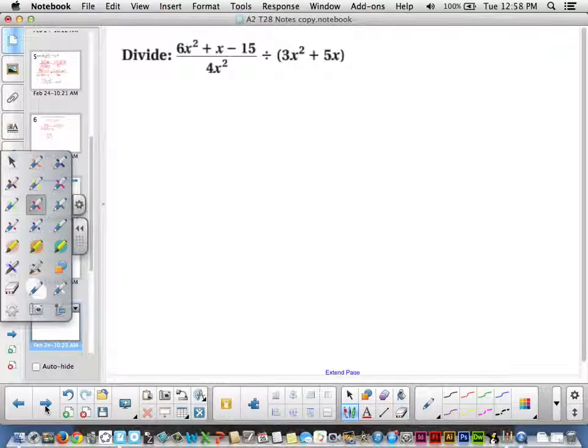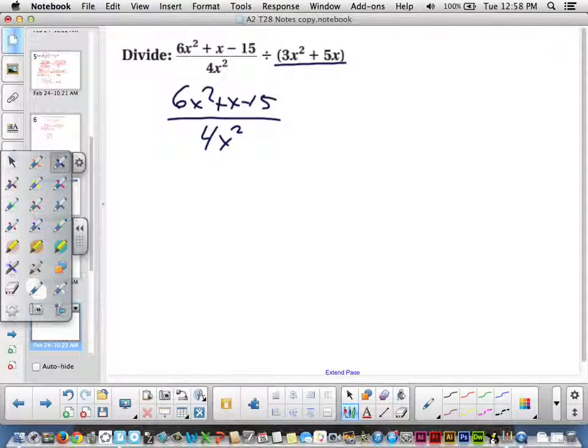Pause, try on your own. Now as we flip this one, remember it doesn't look like a fraction, but to make it a fraction you just put it over 1. So to flip it, we're going to make 1 over 3x squared plus 5x.